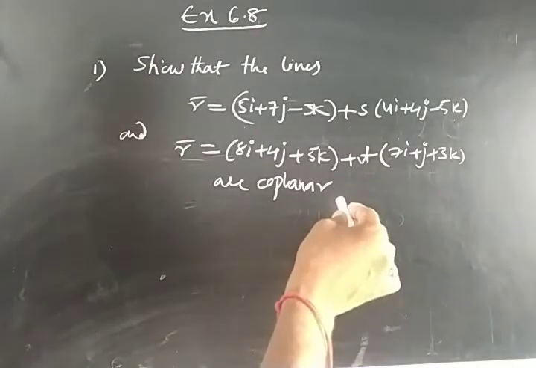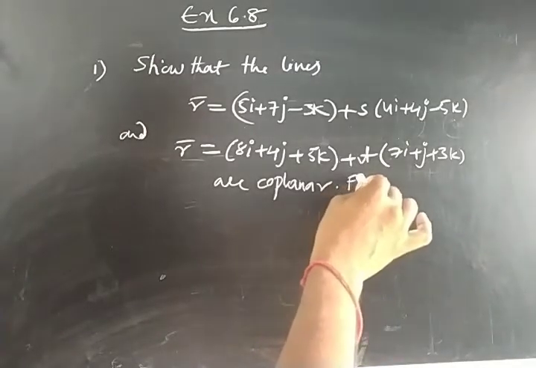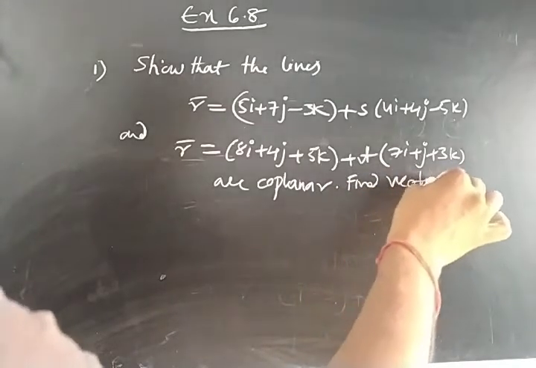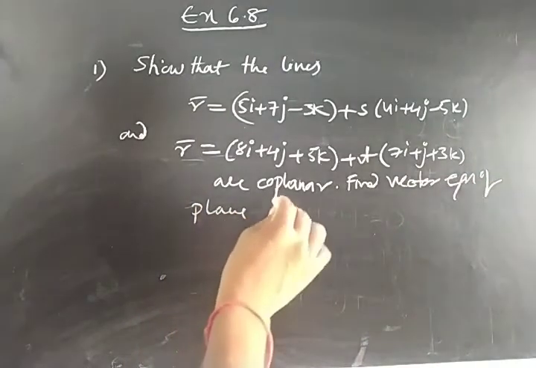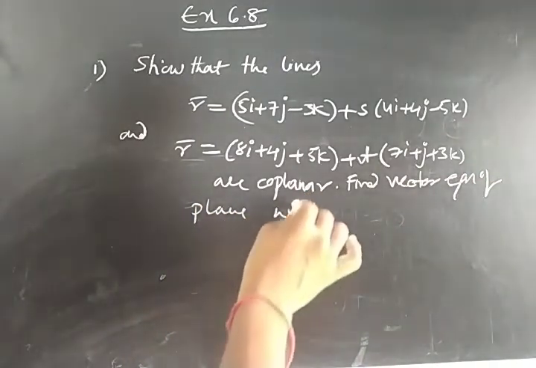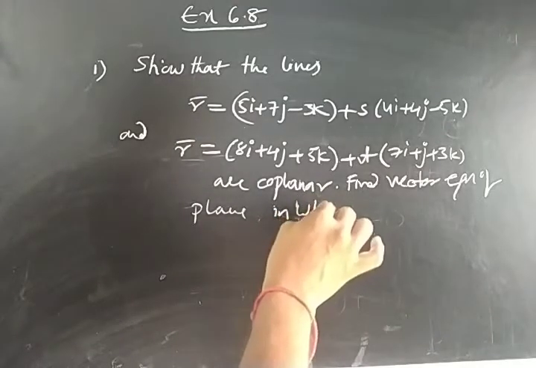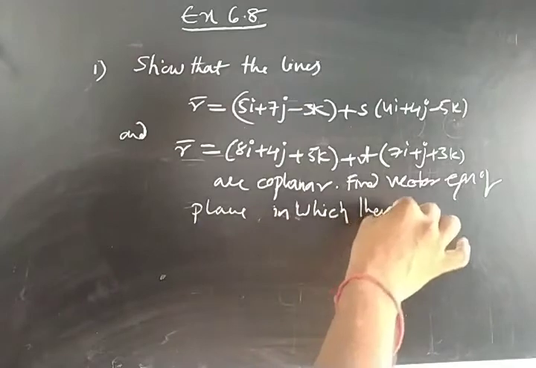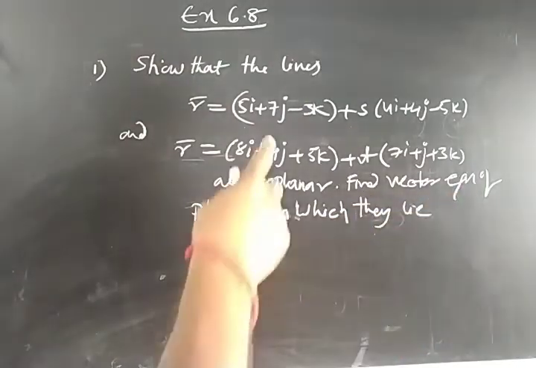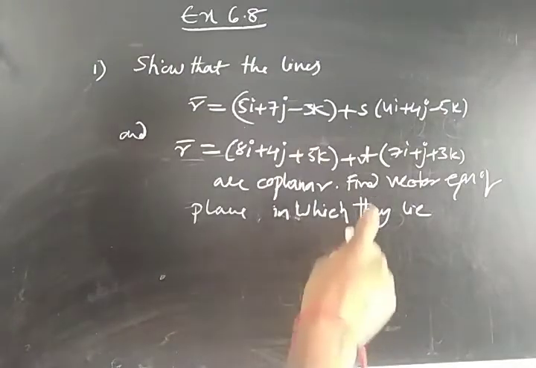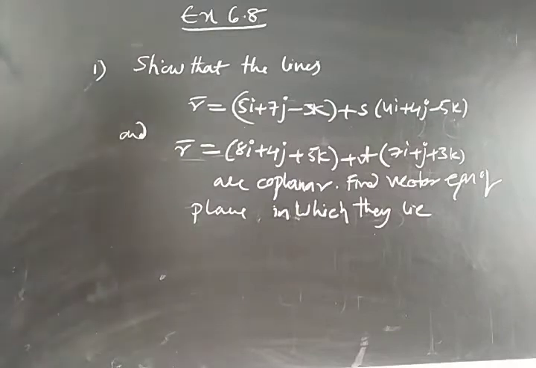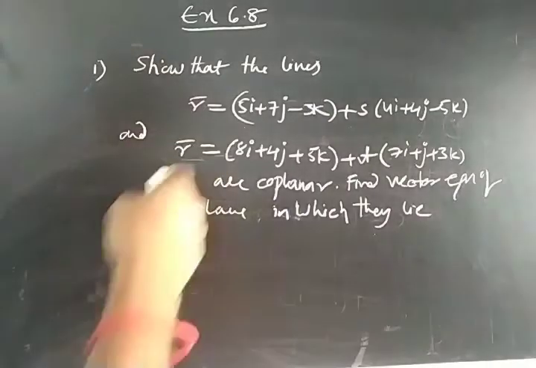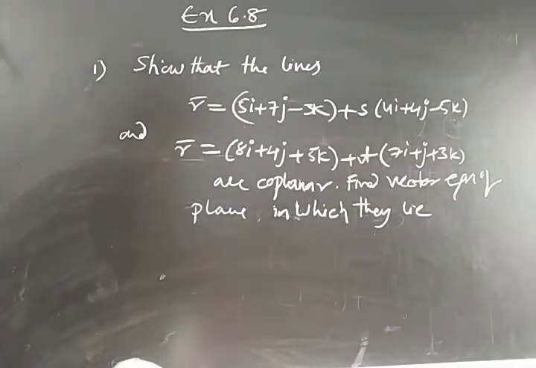Find the vector equation of the plane in which these lines lie. So we have to show these two lines are coplanar, and we have to find the vector equation of the plane containing these two lines. Okay, we already did a homework problem and an example problem. In the similar way we can show these two lines are coplanar. After that we have to find the plane equation.